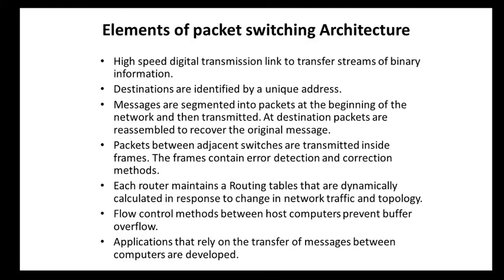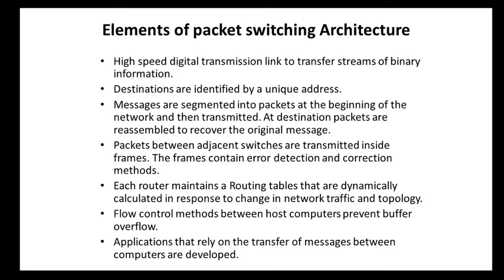Next one, elements of packet switching architecture. High-speed digital transmission links transfer streams of binary information. Next, digital destinations are identified by a unique address. Messages are segmented into packets at the beginning of the network and then transmitted. At the destination, packets are reassembled to recover the original message. First, the messages will be transmitted in high speed transmission, and the destination will be identified by the unique address, and whatever message is sent at the beginning will be reassembled at the destination to recover the original message.